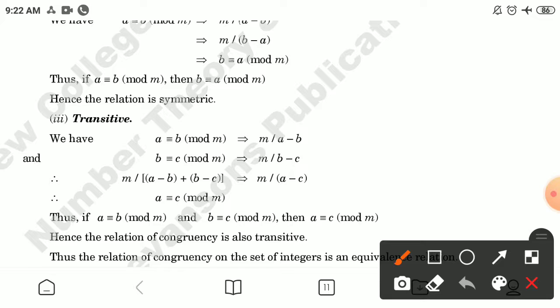Thus, if A is congruent to B mod M, then B is congruent to A mod M. Hence, the relation is symmetric.